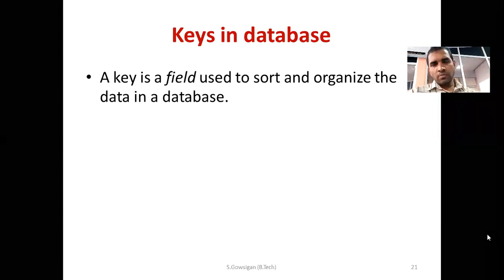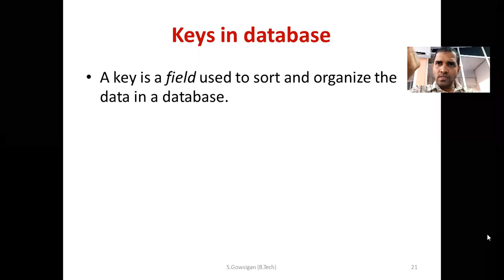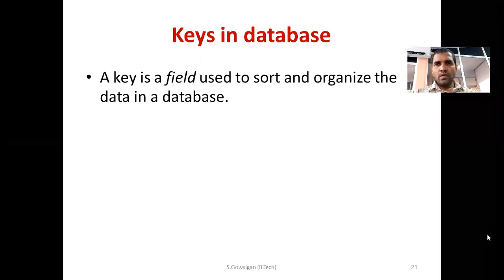Okay, now come to the point. As I describe here, key is a field in a table of a database, right? Key refers to a field in a table of a database. So just a quick recall. In a database, as we discussed, there may be many tables. And if you take a table, there may be many fields.